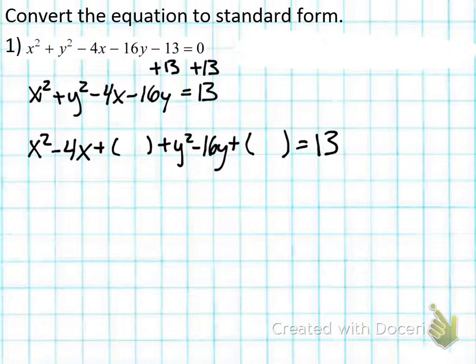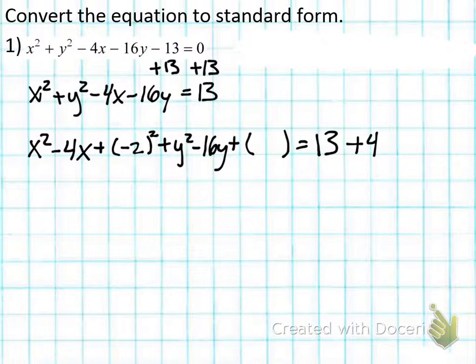So for my x terms, I take half of b and square it. b here is negative 4, so half of negative 4 is negative 2, and I square it. If I'm adding negative 2 squared to the left-hand side, I need to add it to the right-hand side as well. Negative 2 squared is just 4, so that means I'm going to add 4 to this side.